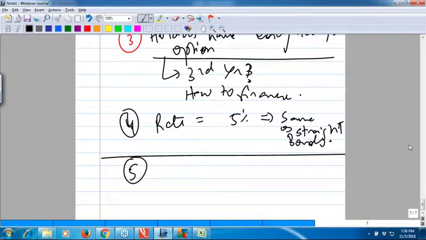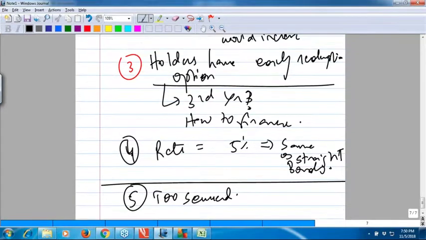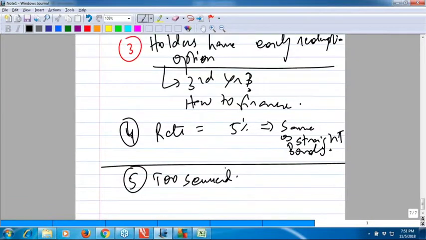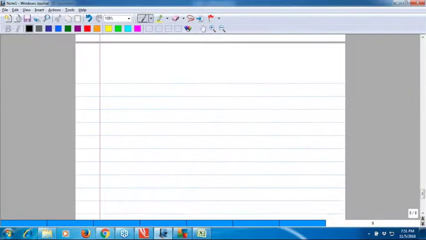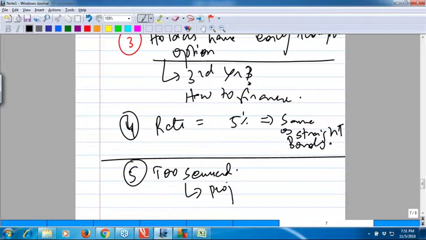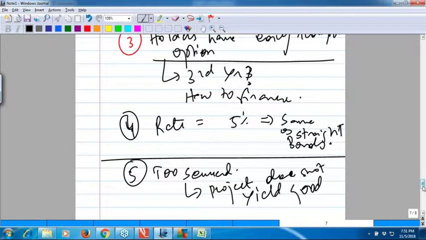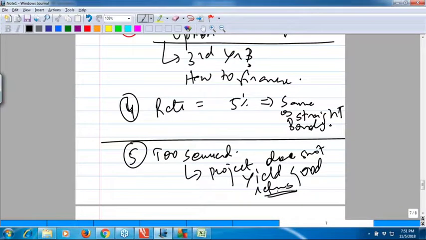The next situation is that it is too secured for the loan note holders. They can get it converted. Point number three is holders have early redemption option, that they can redeem a bit early. If they want, they can redeem in year three. So my point is, how am I going to finance their repayment? So the bond is too secured. Basically what happens is, if the project does not yield good returns, then they would require repayment. So it's going to be too big a problem for us.